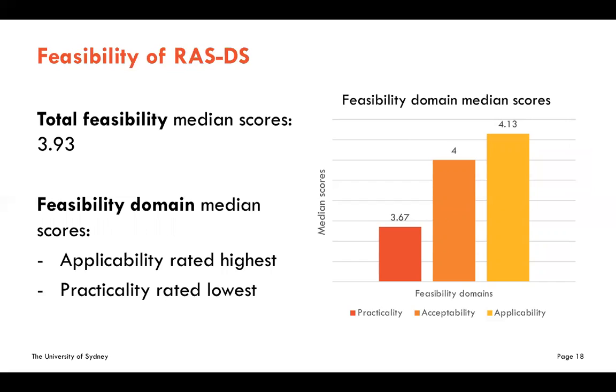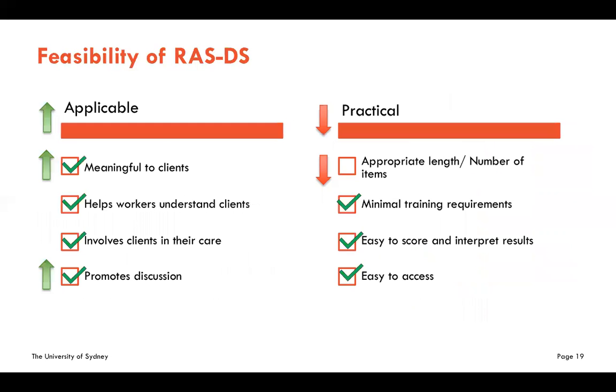Looking across the domains, applicability and acceptability were rated quite highly. However, it was the scores of practicality that weighed down the overall median score for total feasibility. Overall, the items that were most highly rated related to the applicability of RAS-DS. Over 90% of participants agreed that the areas covered within RAS-DS were meaningful, as well as that RAS-DS is able to promote discussion. Within practicality, the items that were rated lowest related to the length of and the number of items included in the RAS-DS.